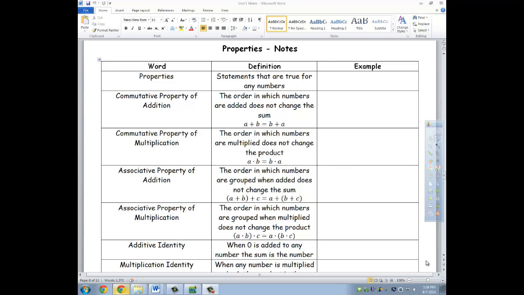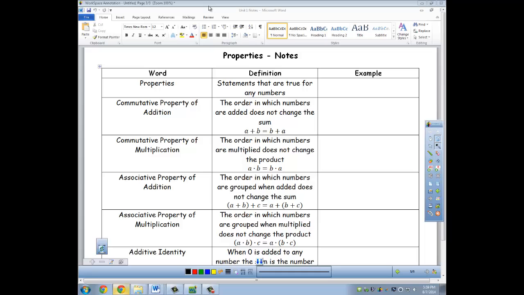Hey, today we are going to be talking about properties. So it's going to be a bunch of vocab.